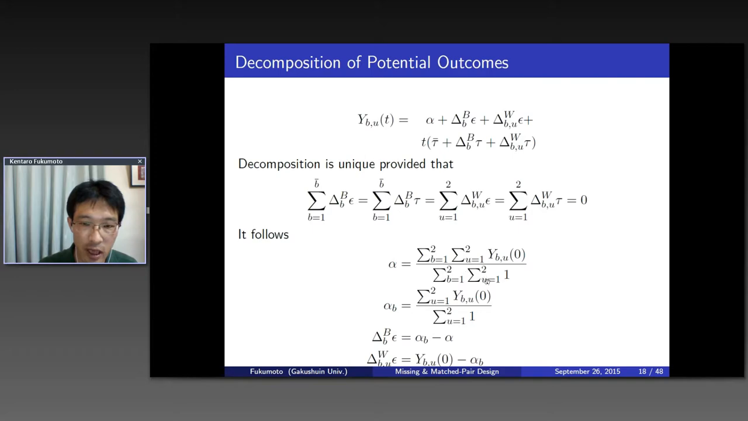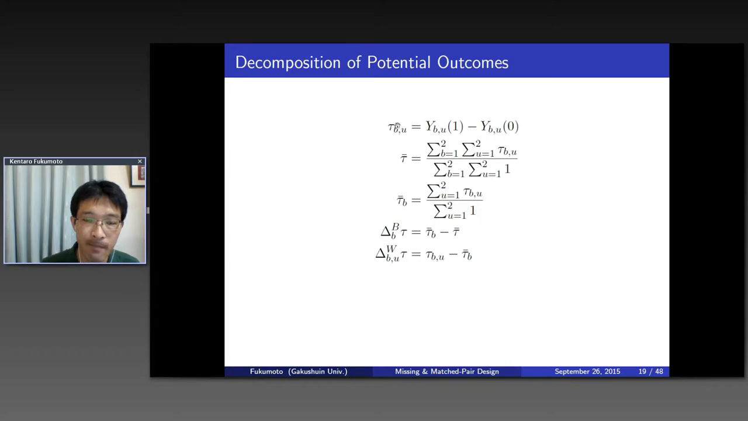Alpha is actually the average of potential outcome for control, and alpha of B is the average potential outcome for control of block B. Then the between block error term is the average of potential outcome for control of block B minus the average of potential outcome for control of all blocks. And the within block error term is equal to the potential outcome of that unit minus the average of potential outcome for control of block B.